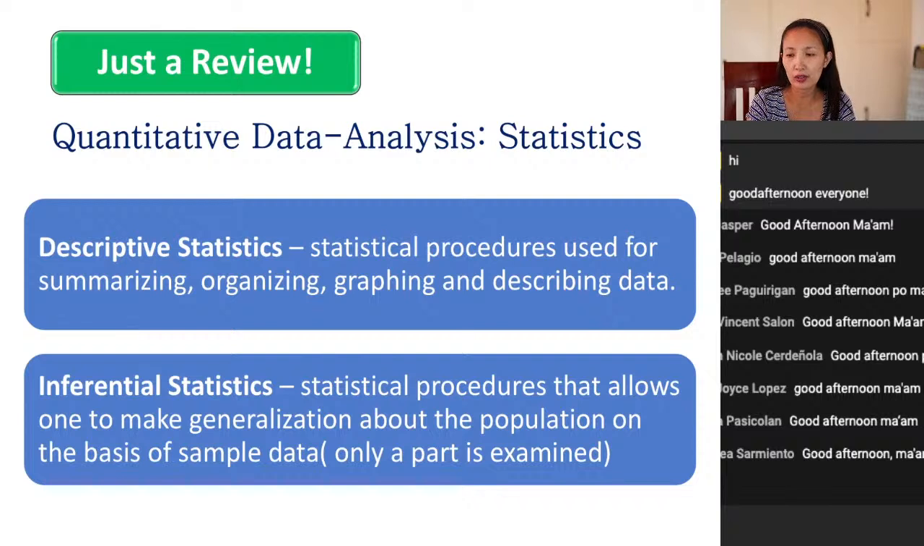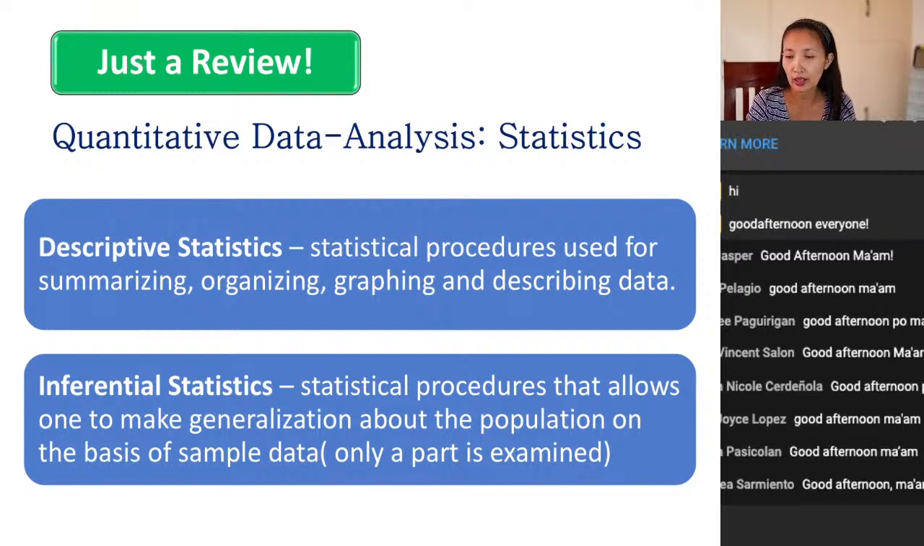From our previous discussions, we made mention of the two branches of statistics, descriptive and inferential. So you know very well that when you speak of descriptive statistics, from the word describe, these are statistical procedures used for summarizing, organizing, graphing, and describing data. The measures under descriptive statistics are your averages, mean, median, mode, and then your measures of variability, measures of dispersion.